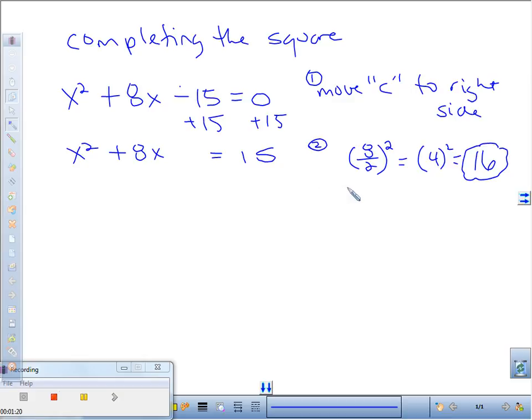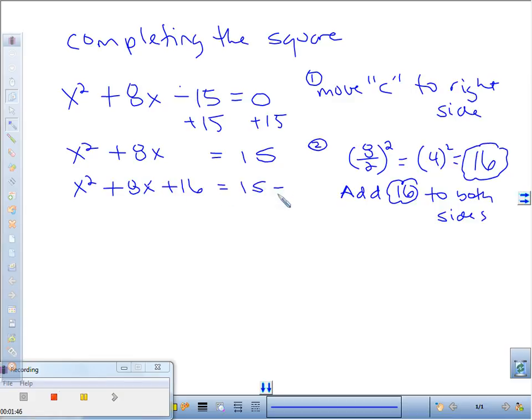Go ahead, Santana. All right, we've got to add it to both sides. Add 16 to both sides. So we're going to come over here and go x squared plus 8x plus 16 equals 15 plus 16. And this side, easy enough, 31.